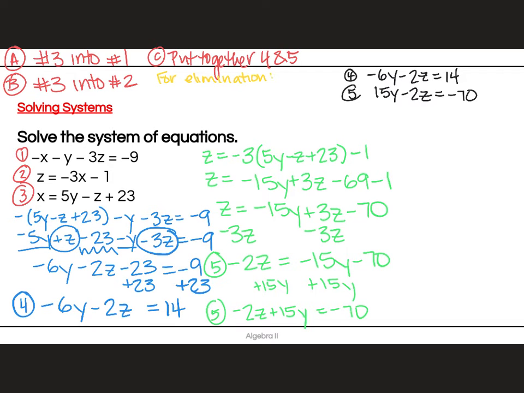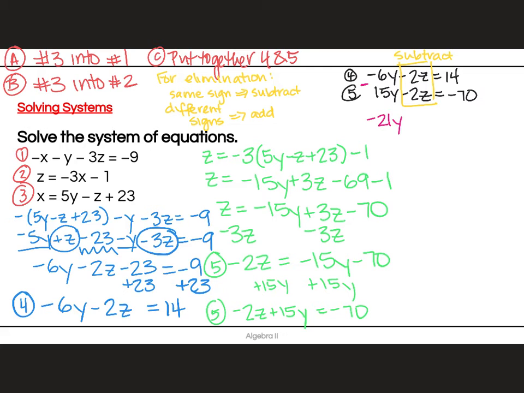For elimination, same sign, you're going to subtract. Different signs, you're going to add. So in this particular case, I have 2 negative 2z's, so I'm going to subtract, all right? So when I subtract, I'm going to do negative 6y minus 15y, which is going to give me negative 21y, because I'm subtracting.